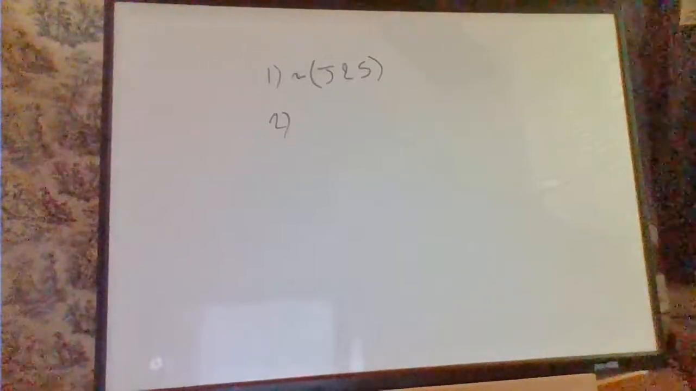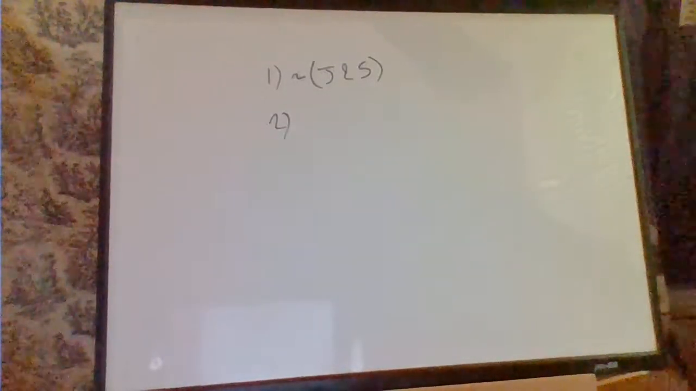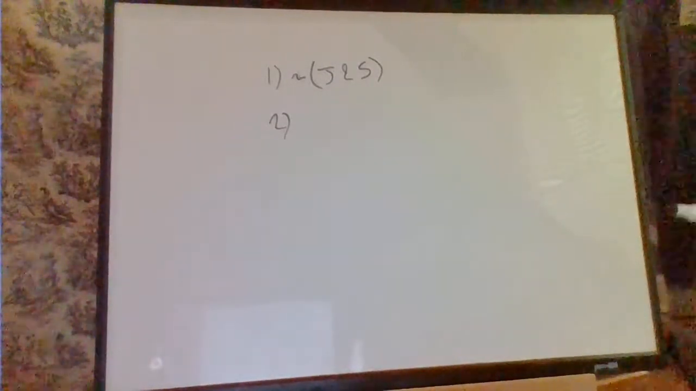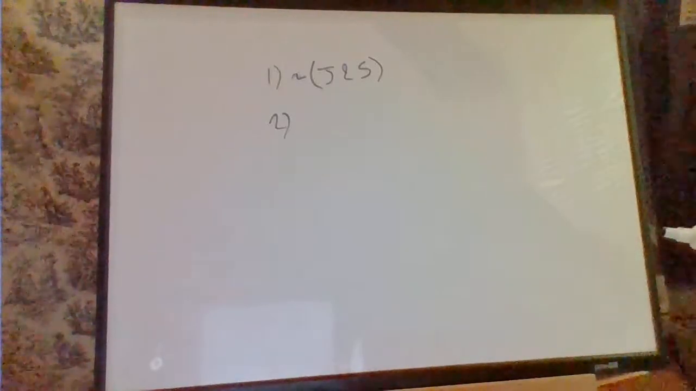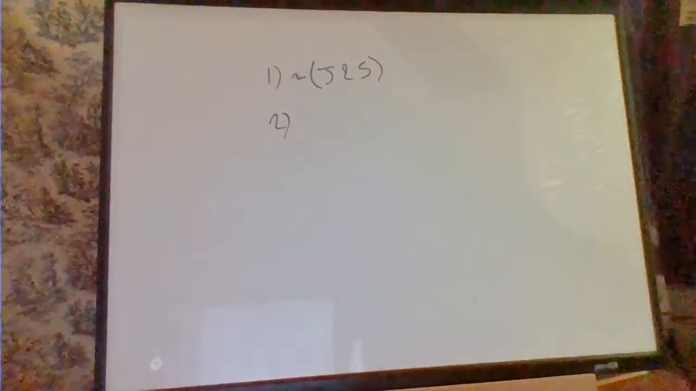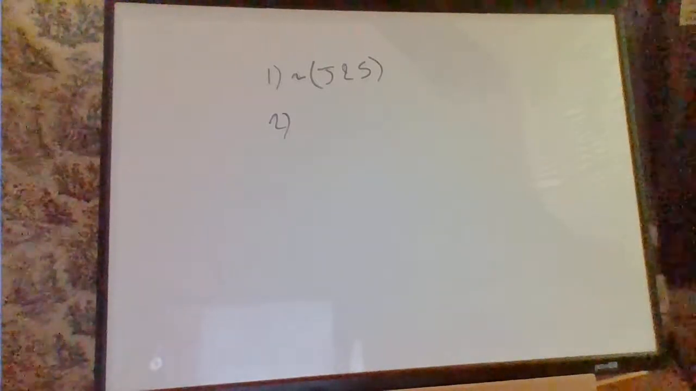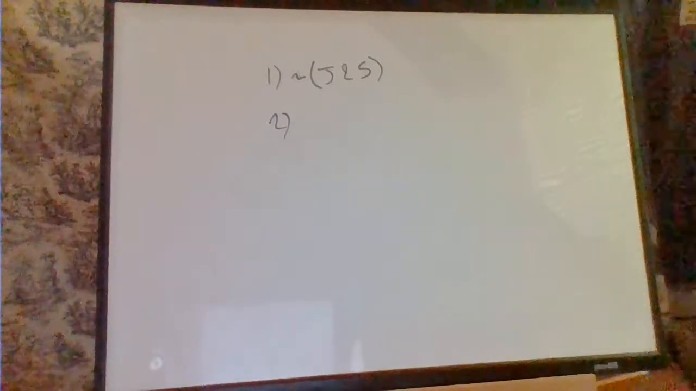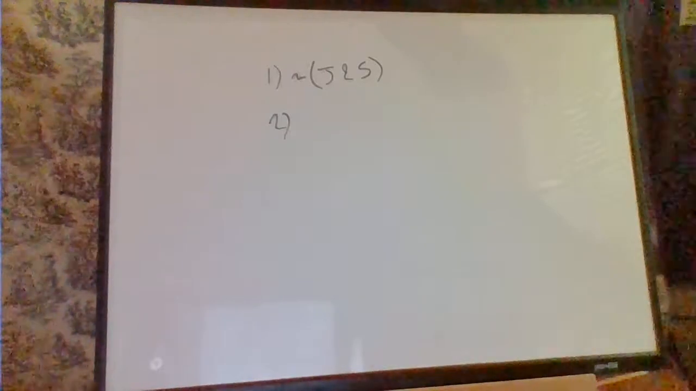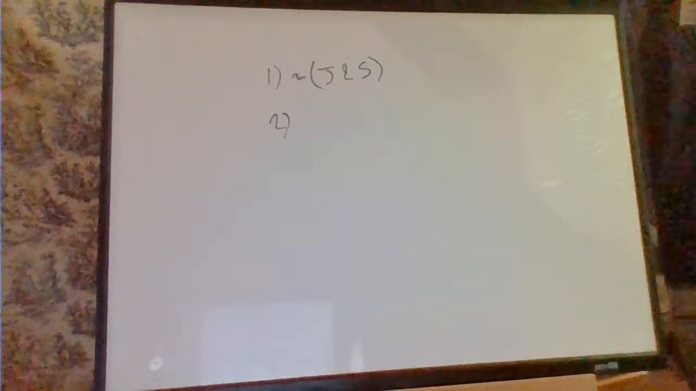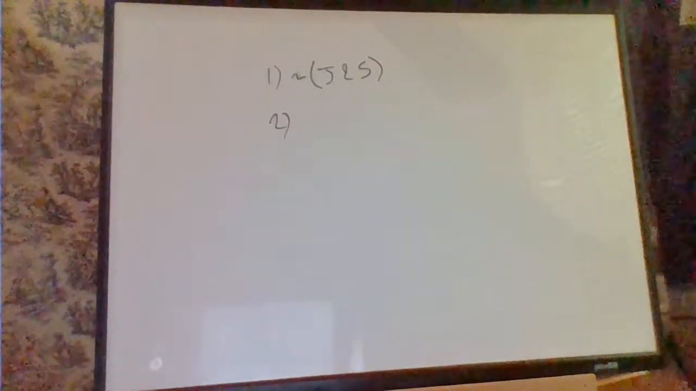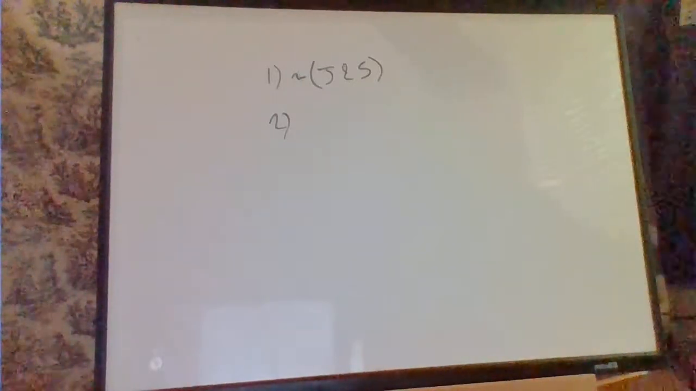Number 2, either the Sun is a planet or if the Earth is a planet, then there is intelligent life on Mars. Well, in this case, again, there are three things that are presented to us. The Sun is a planet. I'm going to call that S. The Earth is a planet. I'm going to call that E. There's intelligent life on Mars. I'm going to call that M.